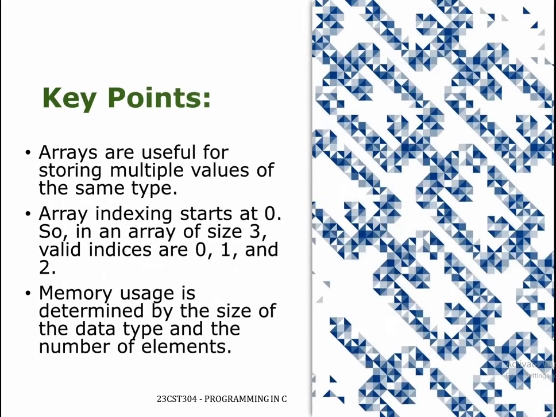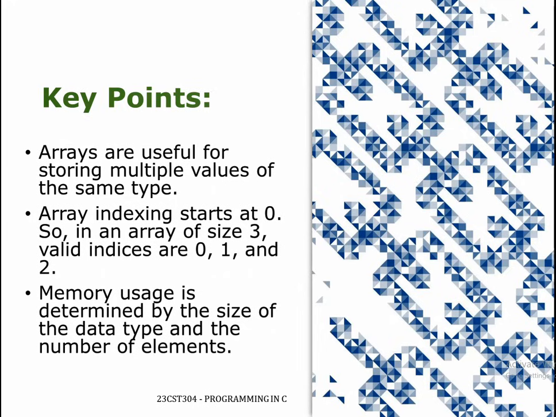Now let us quickly revise the important points that we have learned so far. The first point is that arrays are used to store multiple values of the same data type. Instead of creating many variables, we can store all similar values inside one array. The second important point is that array indexing always starts from 0. This is one of the most common mistakes made by beginners. If an array size is 5, the valid indexes are 0, 1, 2, 3 and 4. There is no index 5.